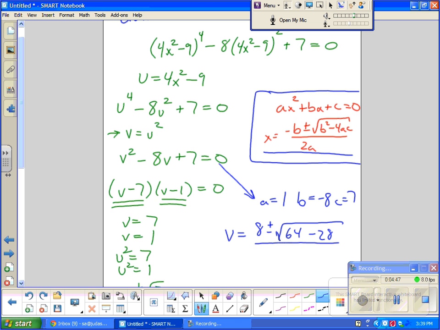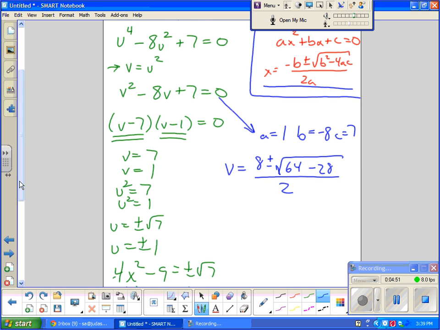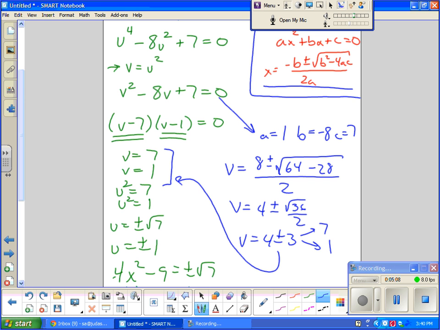4ac. I'm doing the math really fast over 2a, which is 1. All right? And I get v equals 4 plus or minus, well, that's the square root of 36 over 2. So I get v equals 4 plus or minus 3, which is 7 or 1. All right, which is what we had here for v. And then it becomes the same exercise. We figured out v. Now we have to go back and figure out u squared and then figure out x.